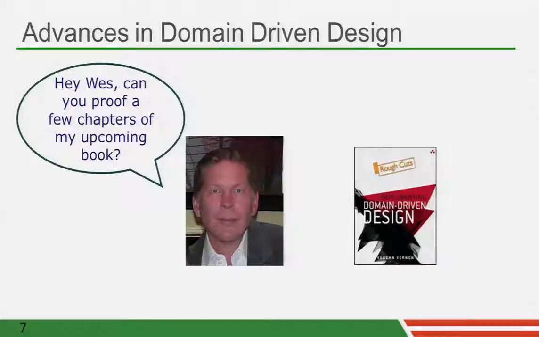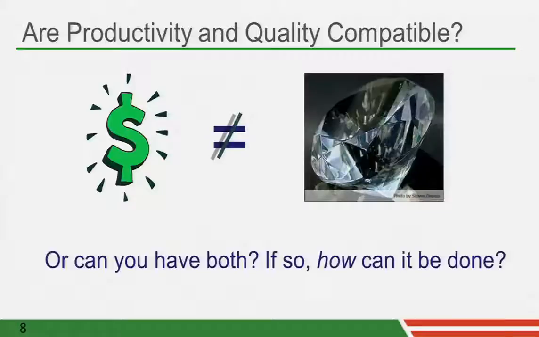And so around that time when I was dealing with software quality, Vaughn called me and said, hey Wes, can you proof a few chapters of my upcoming book? Now, domain-driven design's been around for almost a decade, but I said sure. And I started to analyze it, and I said, I'm impressed at how domain-driven design has progressed. And so we began to wonder, does this have application for modern programming?